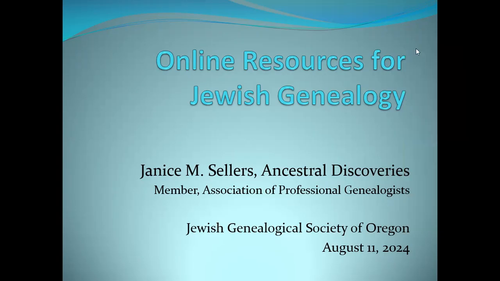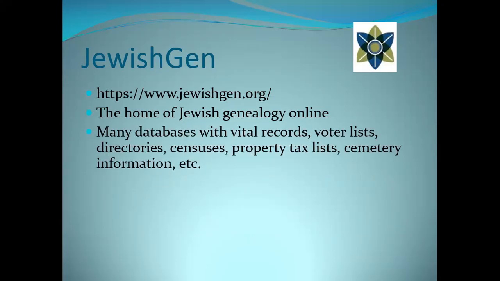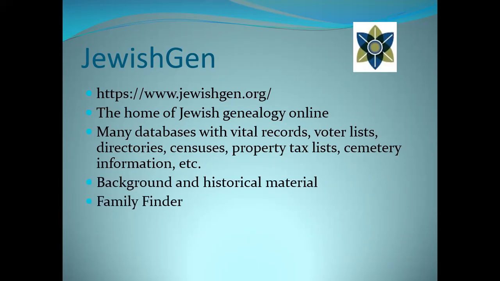Okay, so online resources for Jewish genealogy. The main one, still known as the home of Jewish genealogy online, is JewishGen. They finally have added a lot more Sephardic content, so it is not as Ashkenazi-centric as it used to be. There are tons of databases with vital records, voter lists, directories, censuses, property tax lists, cemetery information, etc. And more images are now being linked that were not previously. Background and historical material. Family Finder. This is a really cool thing, a free way to connect with people.